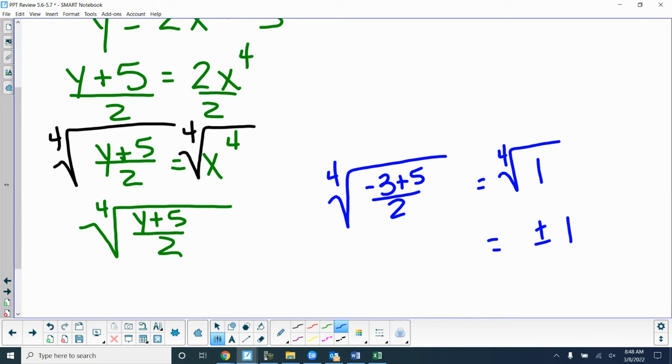Why do I have to put plus or minus? It's got an even root, right? When it's square root or fourth root or sixth root, when it's even, a positive or negative answer works.